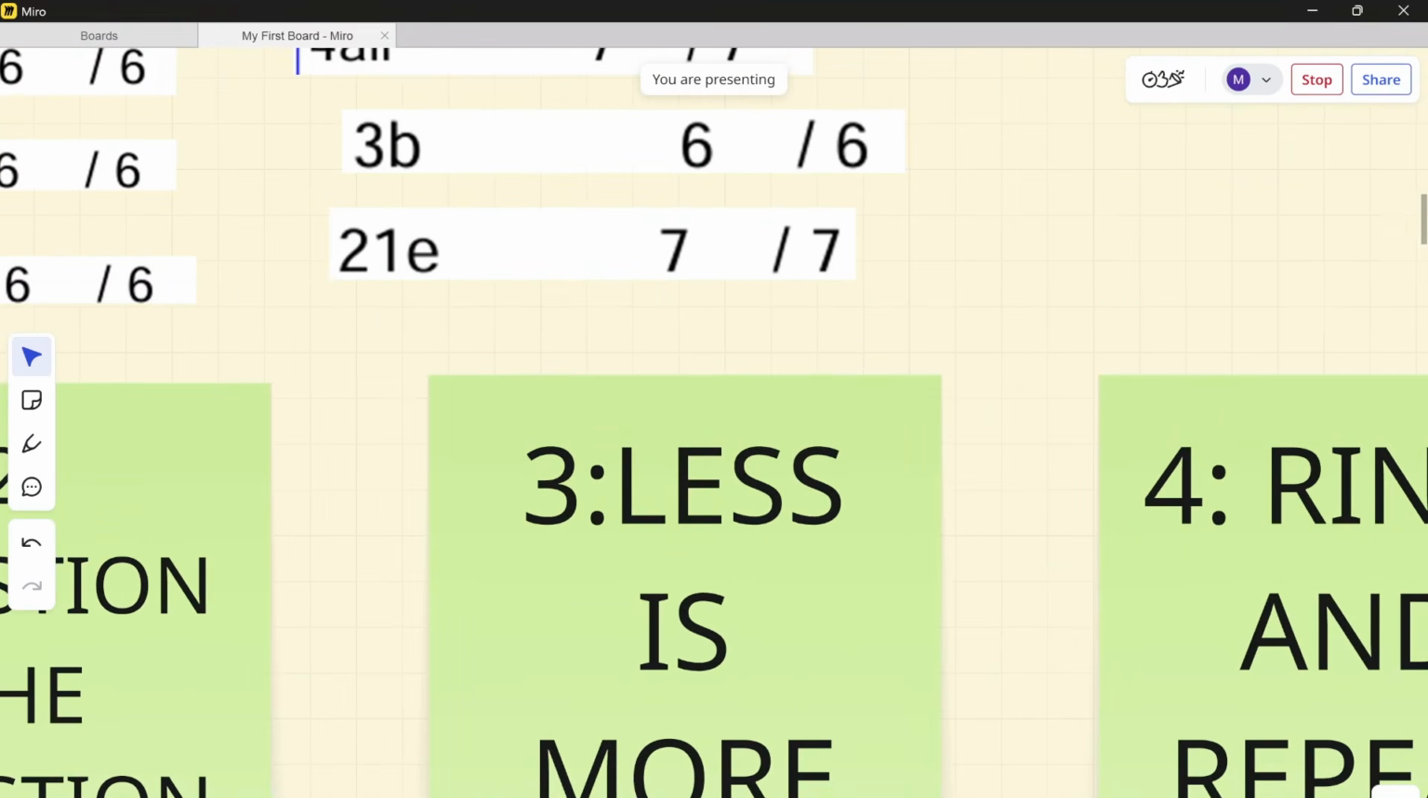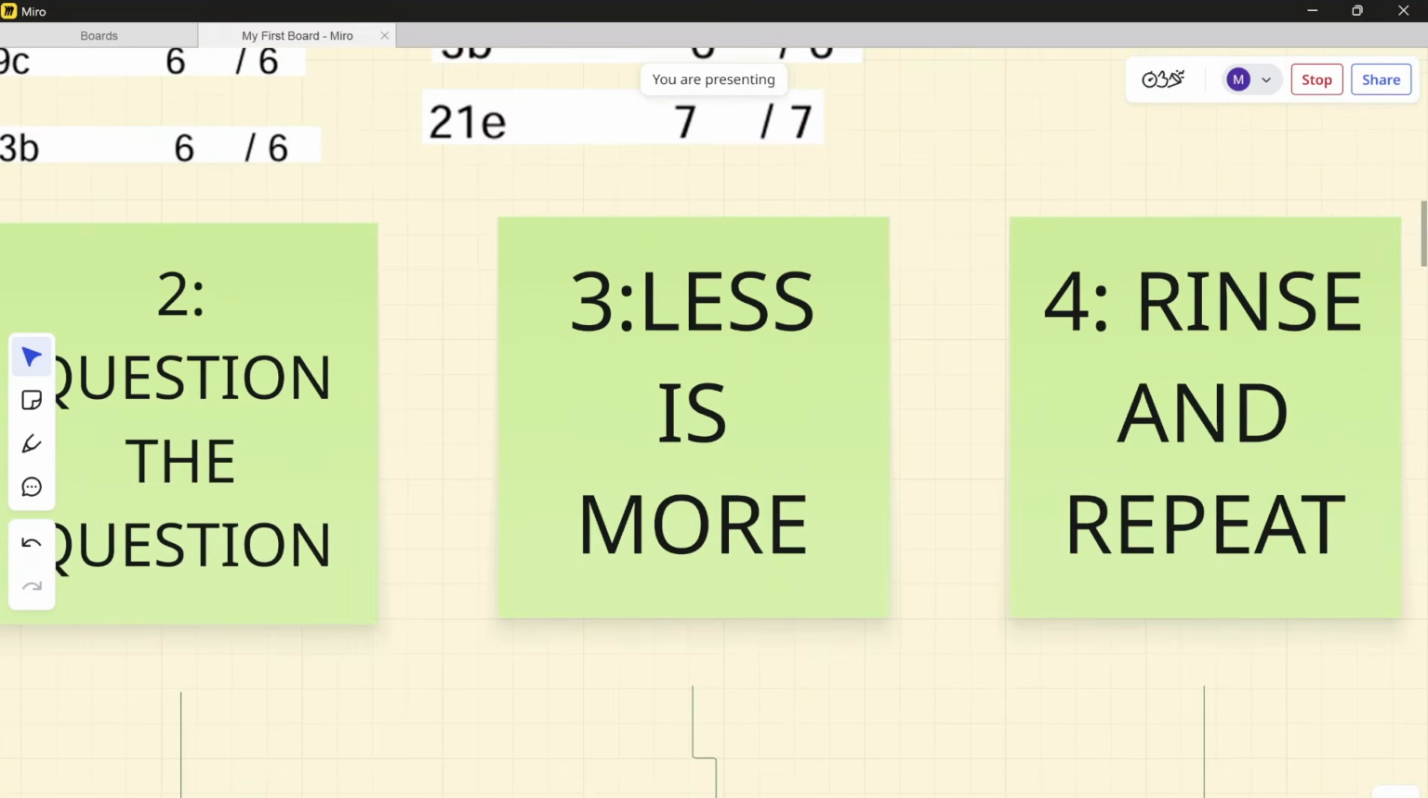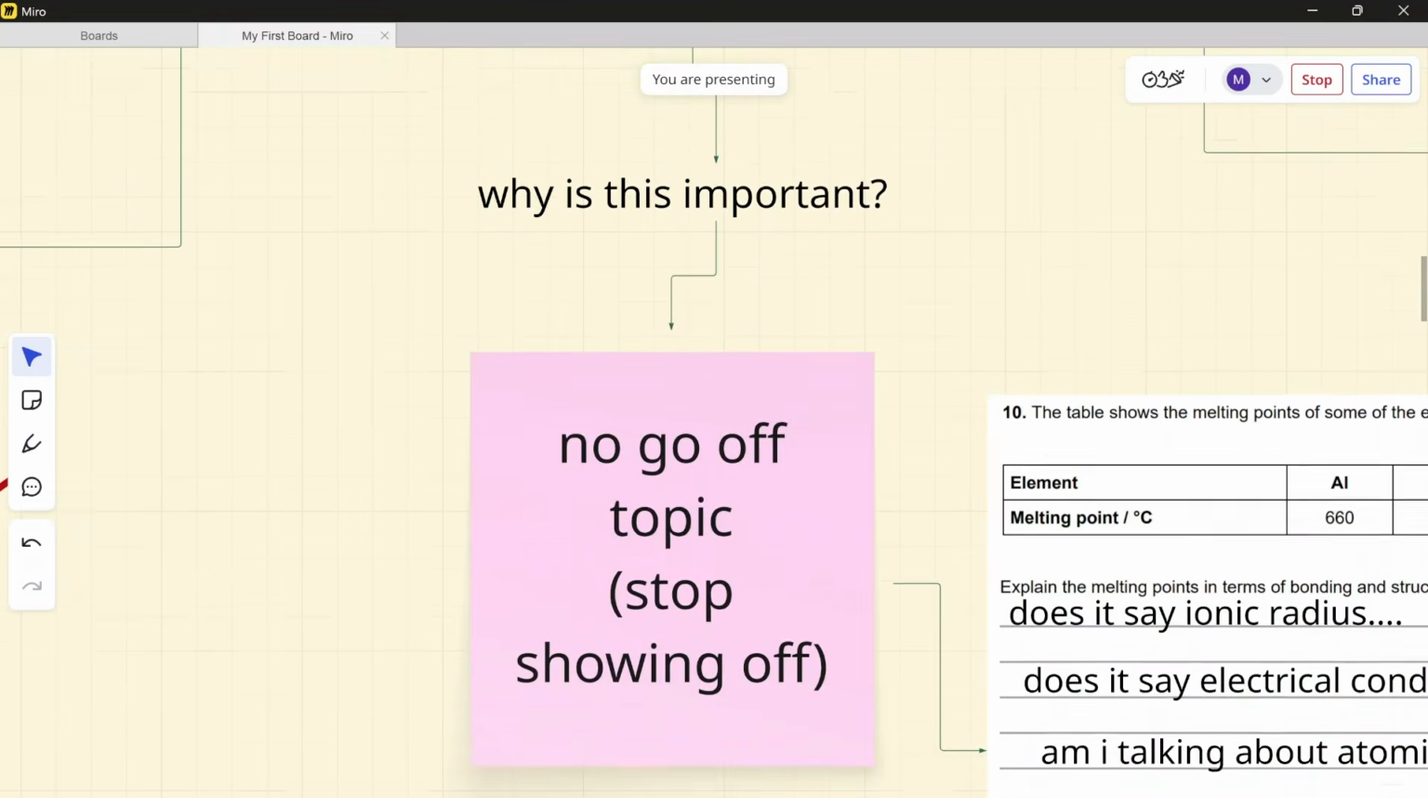The third step is less is more. What do I mean by this? I'm talking about the amount you write. Why is the amount you write important? So that we don't go off topic.